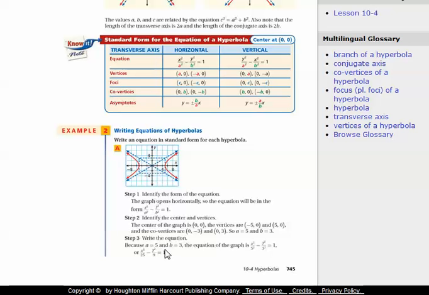So basically, if you kind of jump from the graph to the equation, I know that it's going horizontally, I know that a is 5. 5 squared is 25. And it's going to go with the x variable. Minus, hyperbolas always have minus negative signs here. And then this distance from the center out here is 3. 3 squared is 9. So this is my equation of that hyperbola.